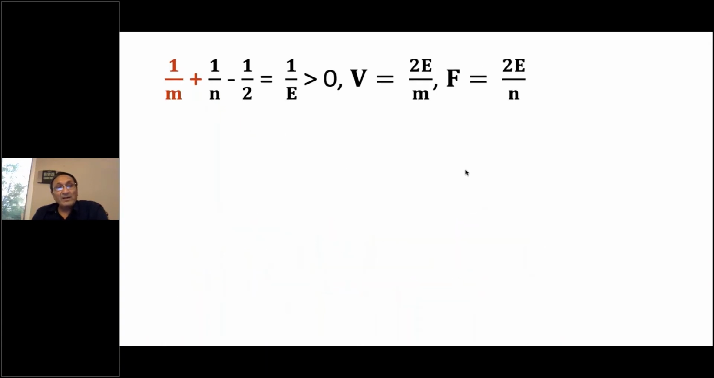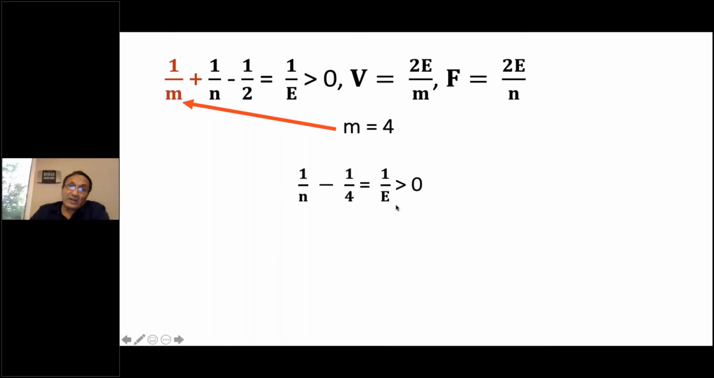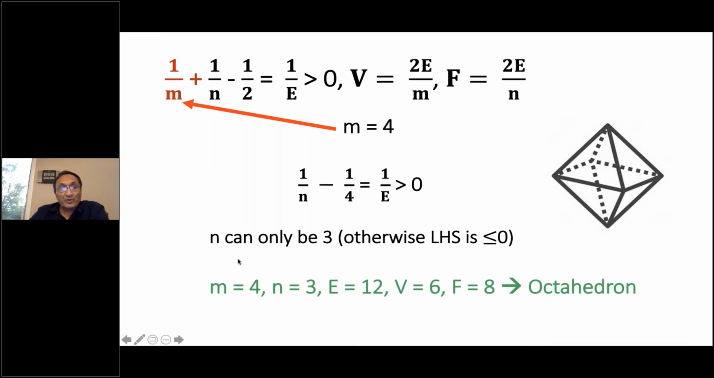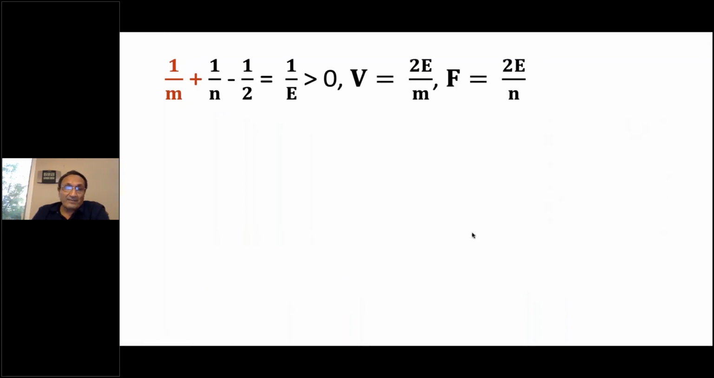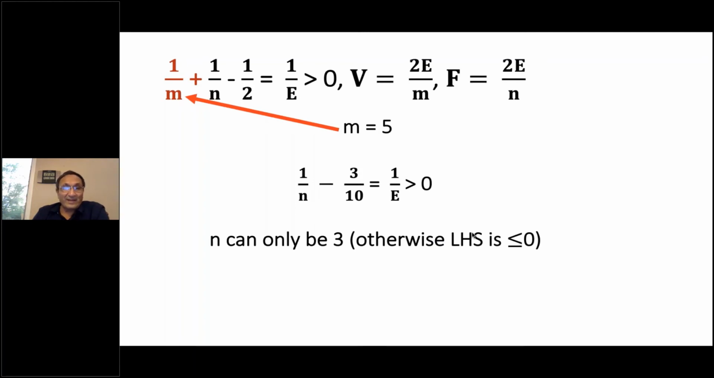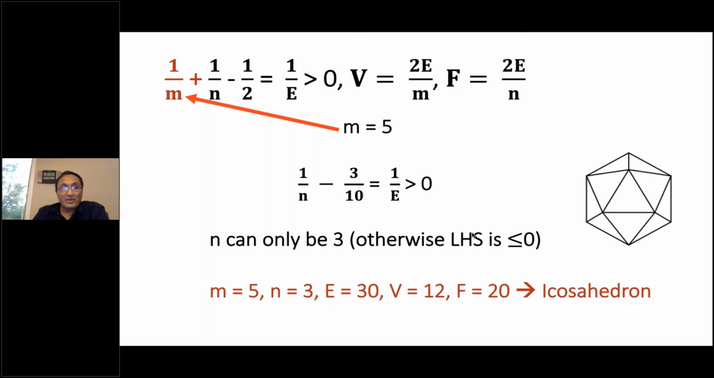Okay, moving right along. We can put m equals 4. If you substitute m equals 4, you get this equation: 1 over n minus 1 over 4 equals 1 over e. And now n can only be 3, otherwise the left-hand side is negative. So when n is 3 and m is 4, you get 1/3 minus a 4th is 1/12, so e is 12. If you substitute that into this equation, you get the octahedron. Finally, we can put m equals 5, and you get this equation. Of course, you would have guessed that n can only be 3 again. And this time you get the icosahedron.